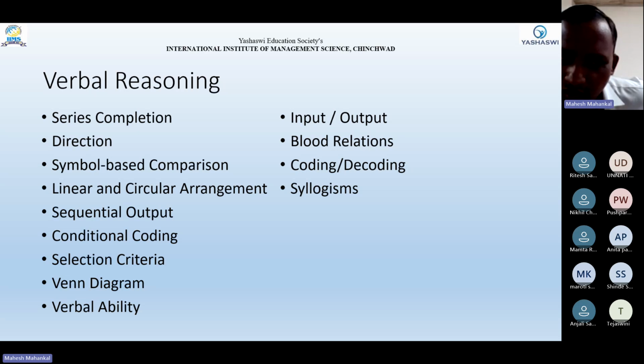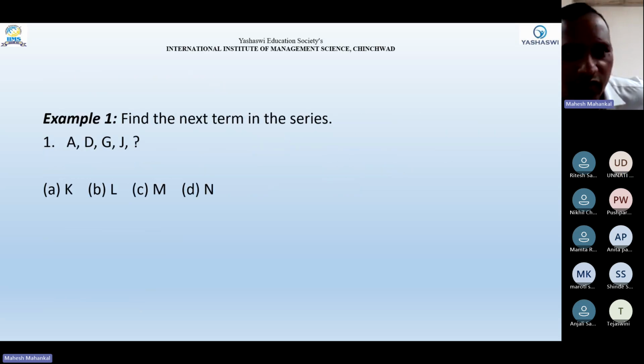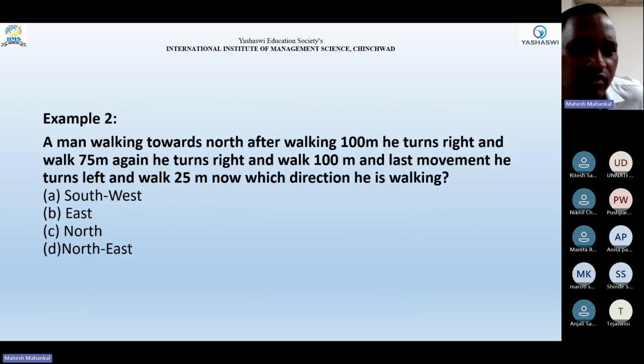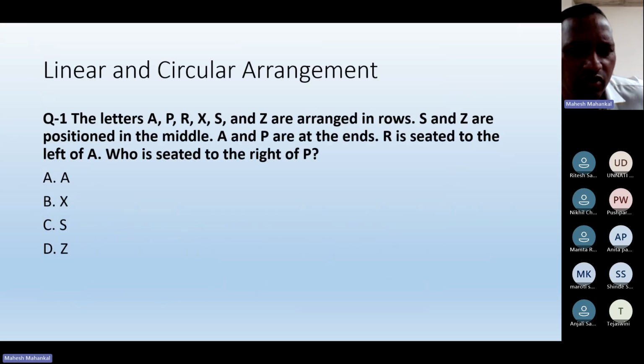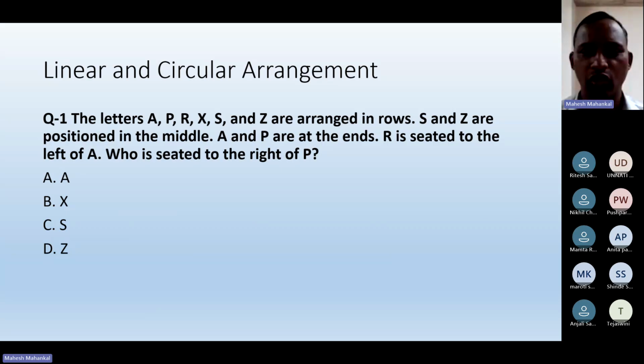Yes, sir, understood. One or two questions come. Again, you can see linear and circular arrangement. I will tell you what exactly linear and circular arrangement is. A round table, the four friends were sitting, A next to B, C is next to D. Likewise, they will give you statements, and you have to draw a diagram according to the statements.